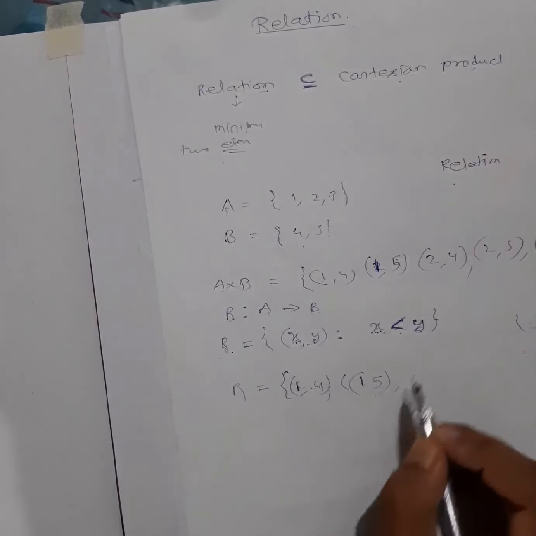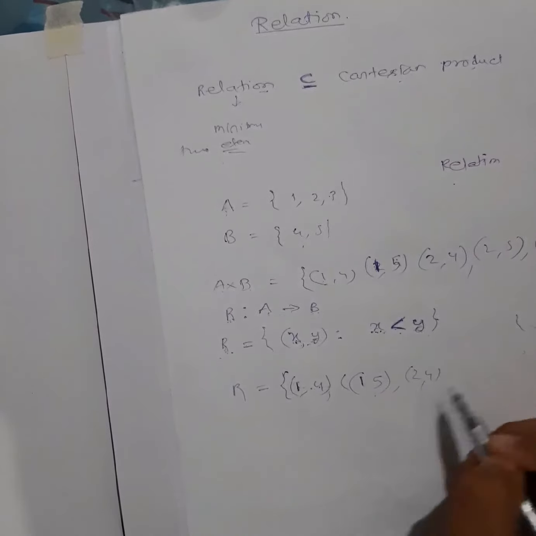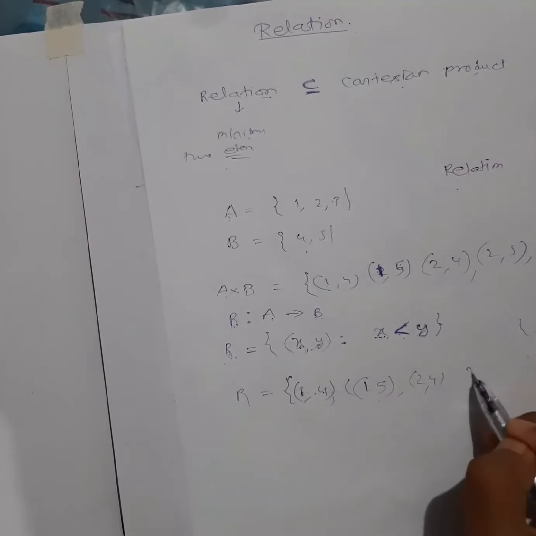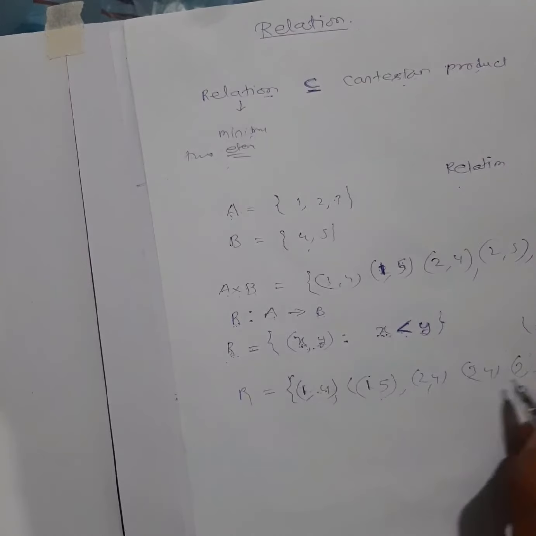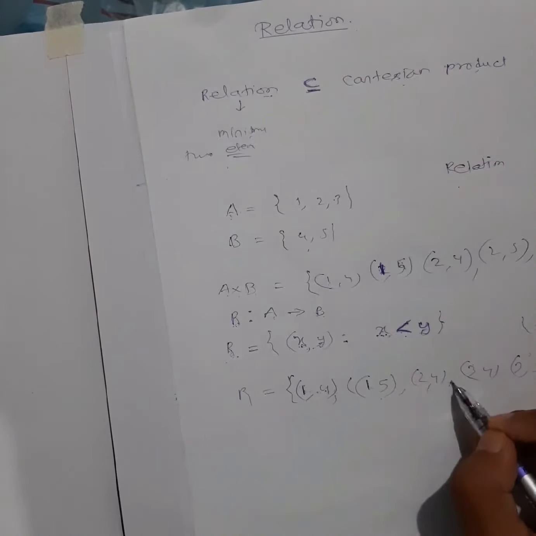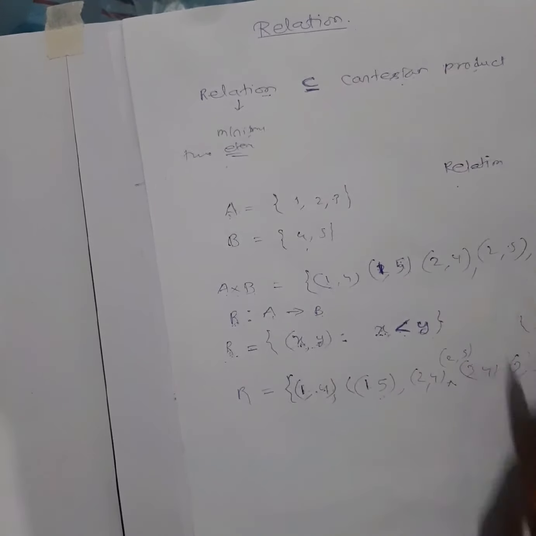Okay, next (2, 4), yes. (3, 4), yes. (3, 5), yes, all I can take here, right? Have I not written anything here? (2, 4), (2, 5), okay. (3, 4), something I have not written. (3, 4) I have written, (2, 5) I have not written, right? (2, 5), this also will be there.